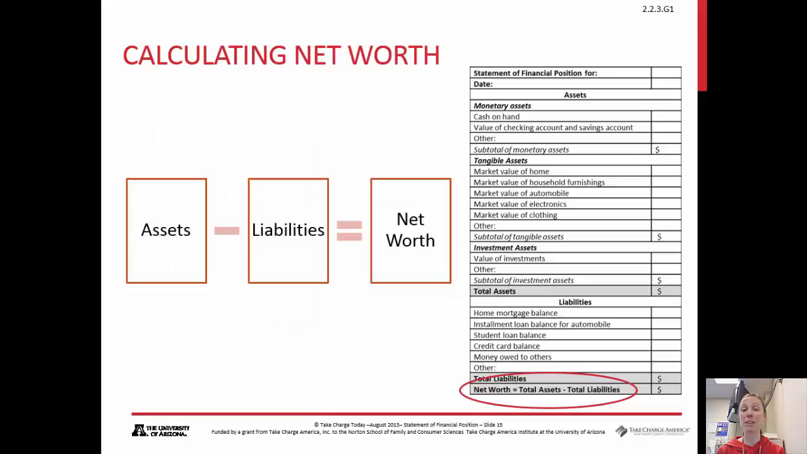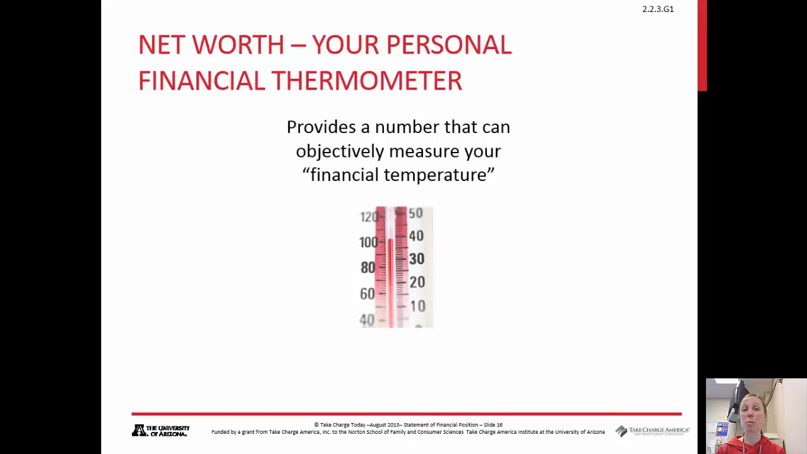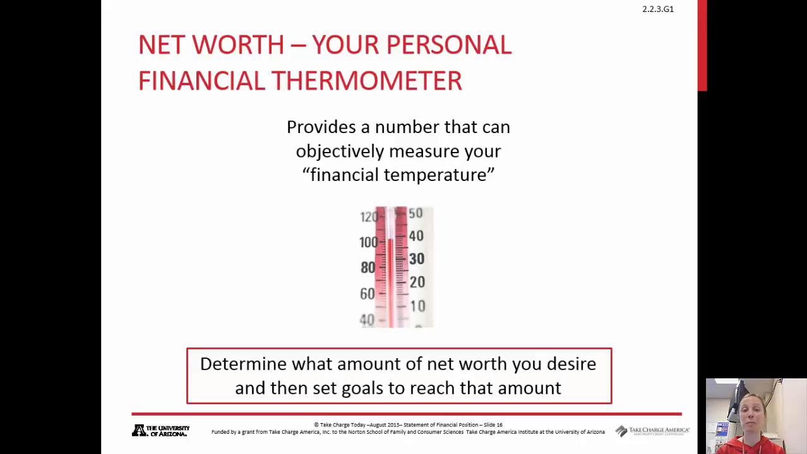Calculating your net worth, then, how do you get that final number? It's assets minus liabilities equals your net worth. And that's your personal financial thermometer. It kind of gives you a number to see your financial temperature, how you're really doing. So determine what amount of net worth you desire, and then you can set goals to reach that amount.